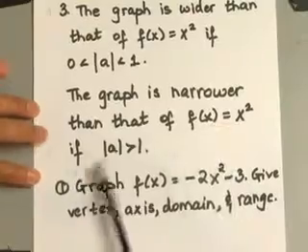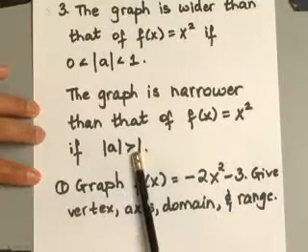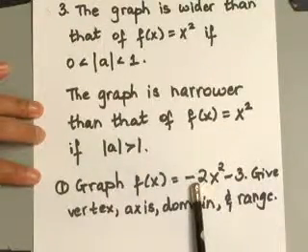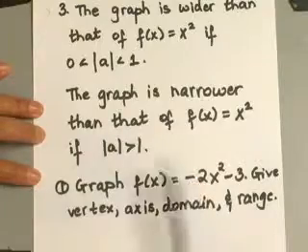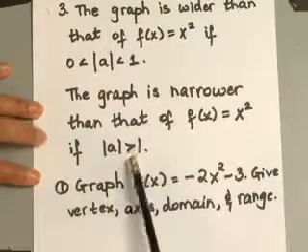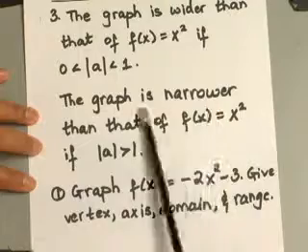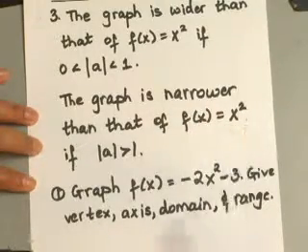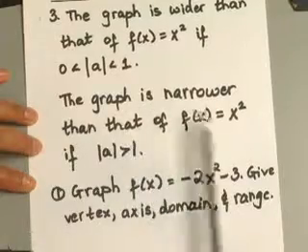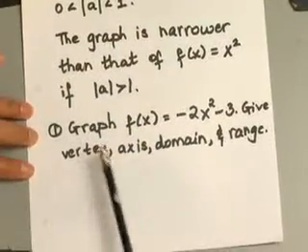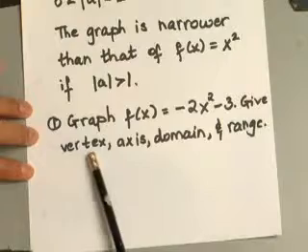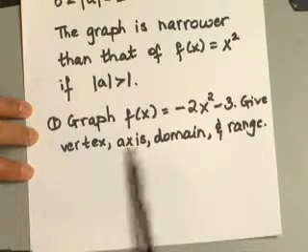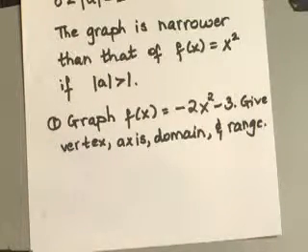And the other thing they told us, if the absolute value of a was greater than 1. The absolute value of negative 2 we know is positive 2. Positive 2 is greater than 1. So that means the graph has to be narrower than our basic x squared graph. So open down and narrower than x squared. So let's verify that this is true. We'll go ahead and graph this, and of course we'll come back and find our vertex, axis, domain, and range.